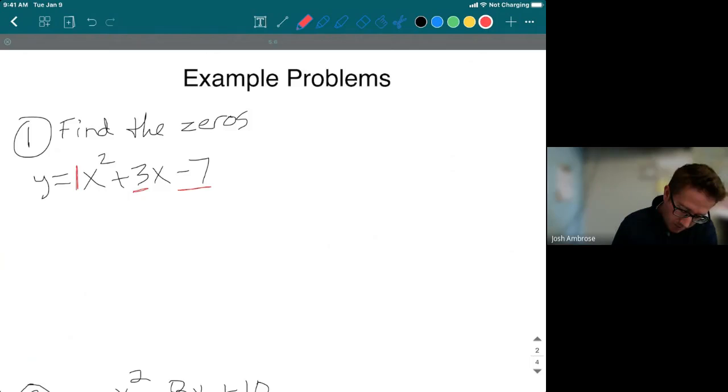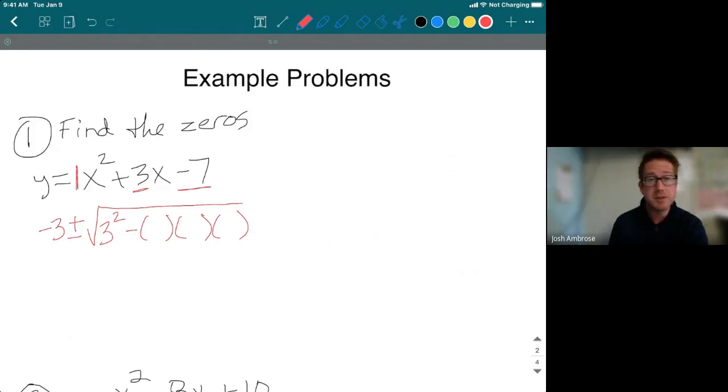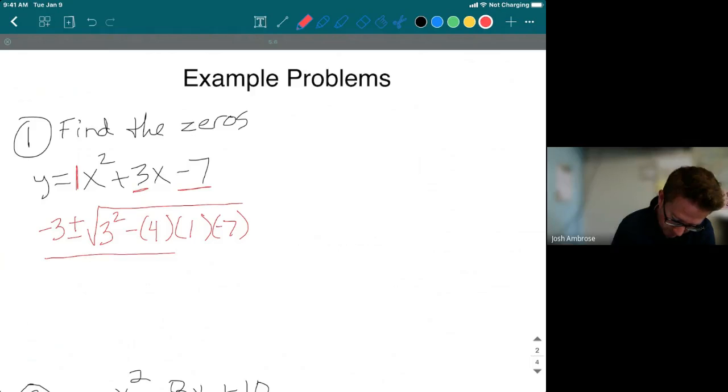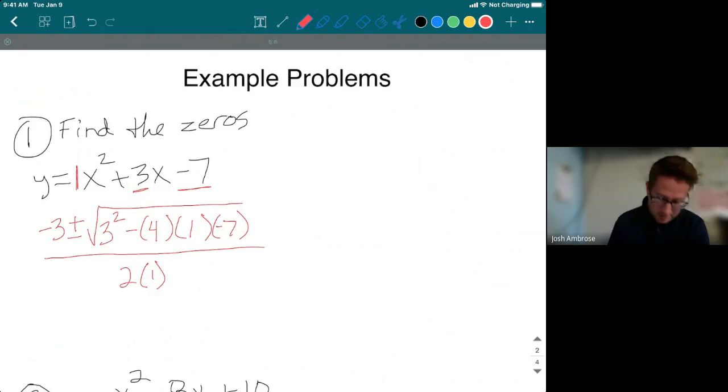We're going to have a negative B, which B is given as a positive, but negative B, plus or minus the square root of B squared minus, and I like to put all of these in parentheses because they will all be multiplied with each other. So you've got b squared minus 4 multiplied by a, which is 1, multiplied by c, which is -7. And then all of that is divided by 2 times a, which in this case is simply 1.